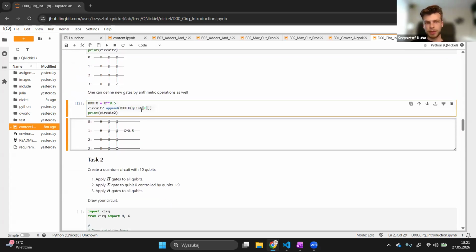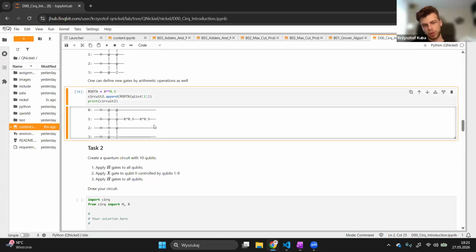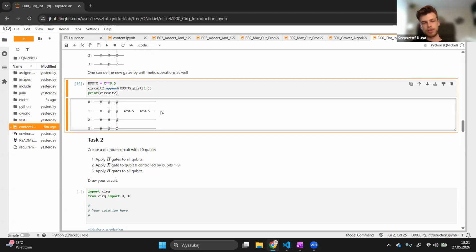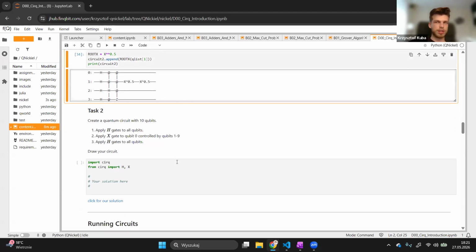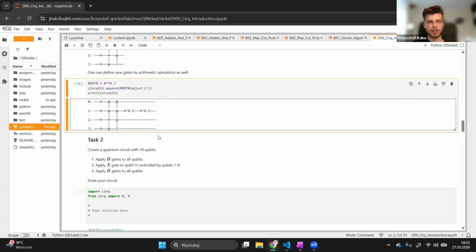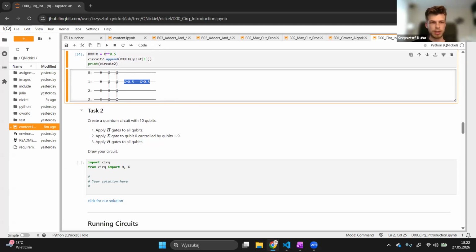Another very interesting feature of Cirq is that we can have arithmetic operations of gates. So there's a special gate which is called square root of X, which is simply if this gate is applied twice, then we will have the standard NOT gate. But if it's applied only once, then we have a sort of square root of X gate. But we won't use this gate very often. So it's just, let's say, for curiosity.